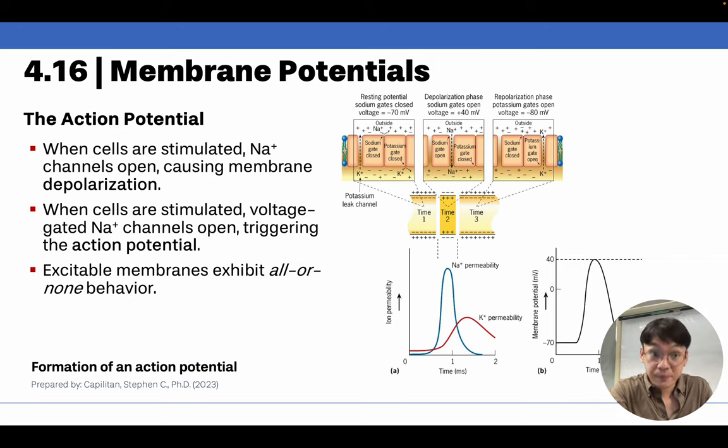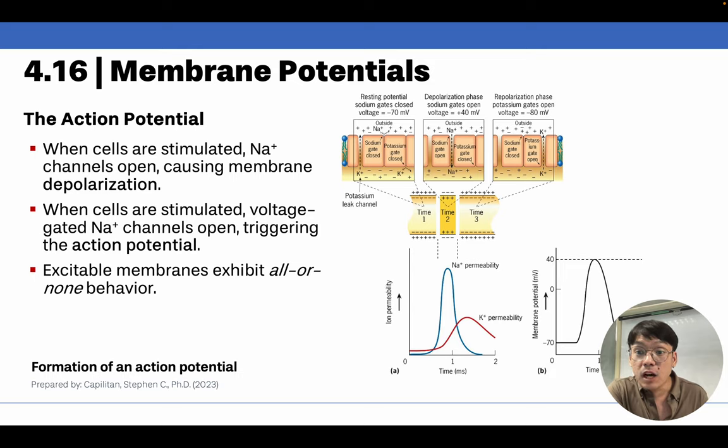Action potentials, review. When cells are stimulated, sodium channels will open, causing the membrane to depolarize. When cells are stimulated, voltage-gated sodium channels trigger the action potential. Excitable membranes exhibit all-or-none behavior. So how do we form an action potential? In letter A, you will see time 1. In the upper left box, you will see that the membrane in this region of the nerve cell exhibits the resting potential, in which only the potassium leak channels are open and the membrane voltage is approximately negative 70 millivolts.